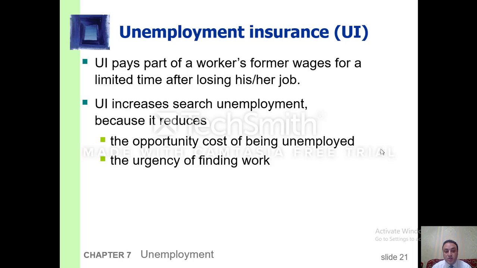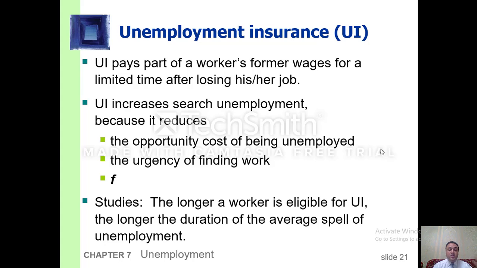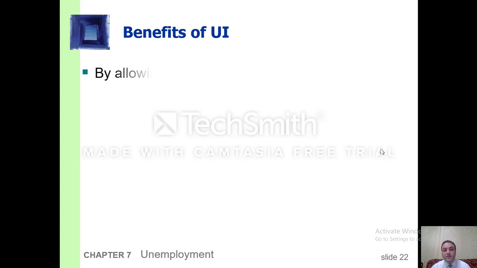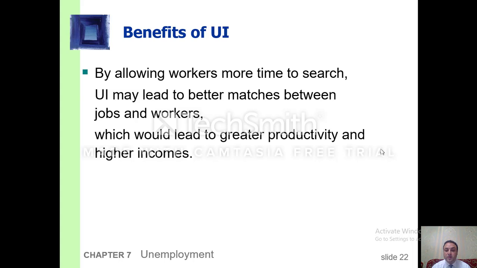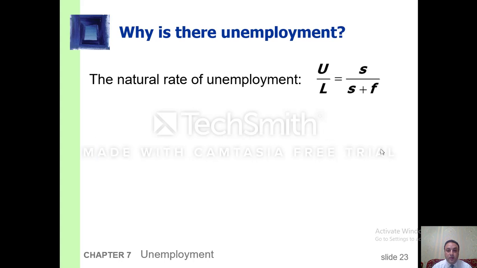It also reduces the urgency of finding work. You are now not in a hurry to find work because you have insurance. It also reduces job finding. So some studies find that the longer a worker is eligible for unemployment insurance, the longer the duration of the average spell of unemployment, which is illogical. But there are also some benefits of unemployment insurance: by allowing workers more time to search, it may lead to better matches between jobs and workers, which would lead to greater productivity and higher income.